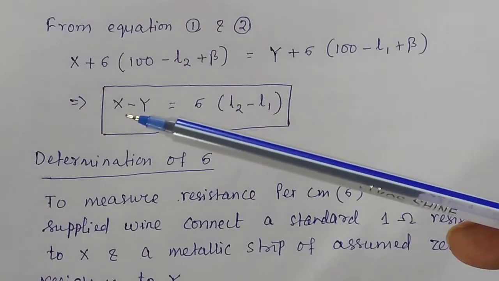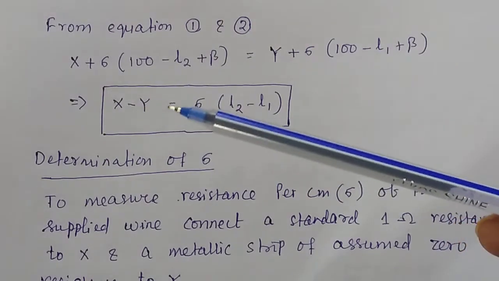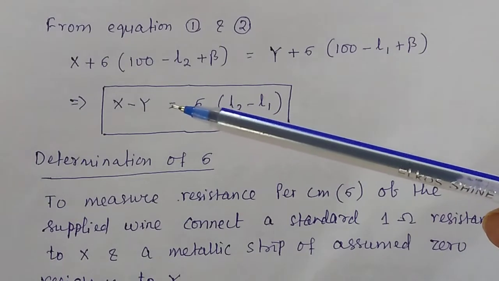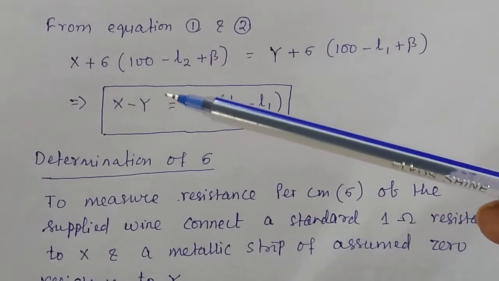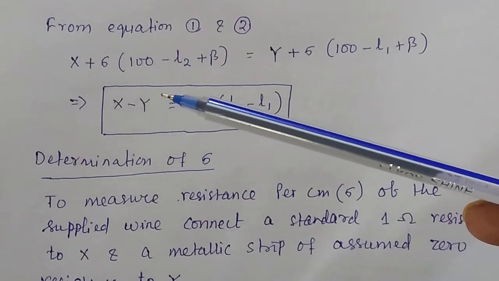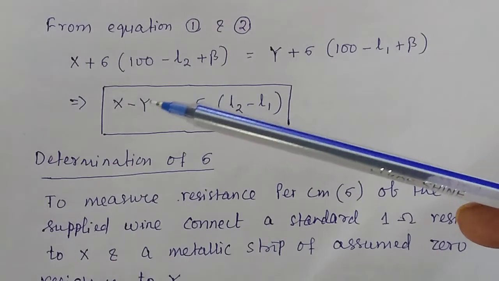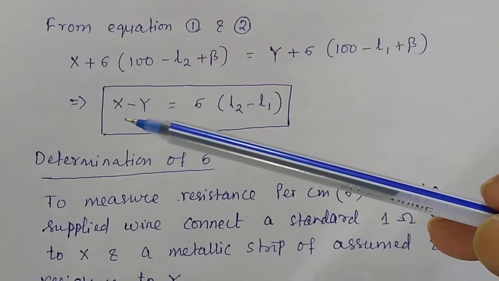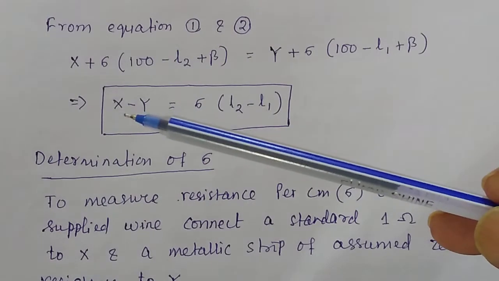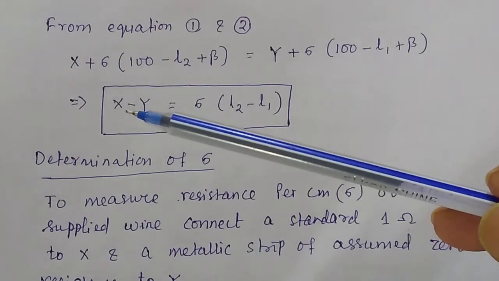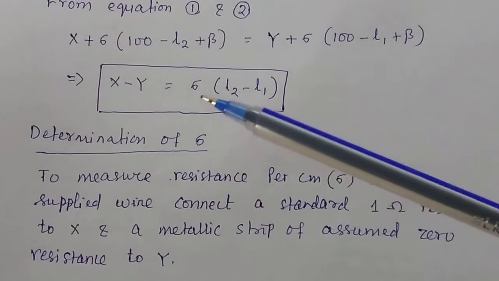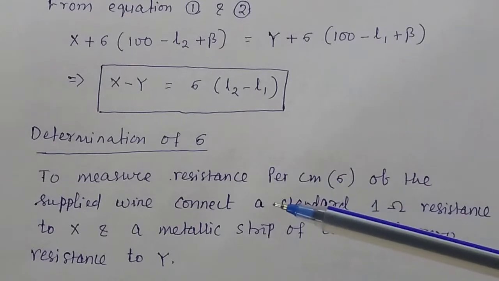If you want to calculate X, then you give a known value to Y, or you join a metallic strip on the Y side, whose resistance is assumed to be 0, and then you can calculate the value of X. Or if you want to calculate the value of Y, then you connect the metallic strip on the X side. Okay, then how can you calculate sigma, that is the resistance per centimeter.